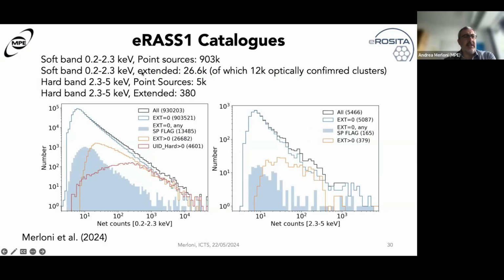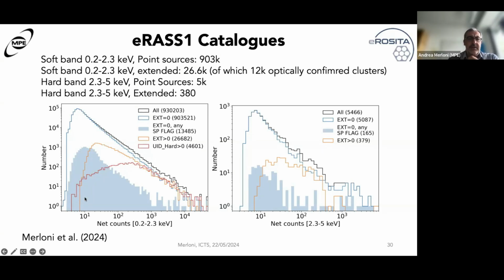What we have done is to generate two separate catalogs. The main one detects sources in the sensitive soft band, and this, of course, is the largest catalog with 900,000 sources. And then we have a hard band selection. So we essentially run our source detection above 2.3 keV. And so we detect hard sources in much smaller number because of the lower sensitivity, which are interesting, however, because they are less biased by intervening absorption.